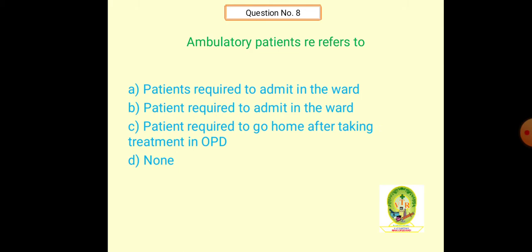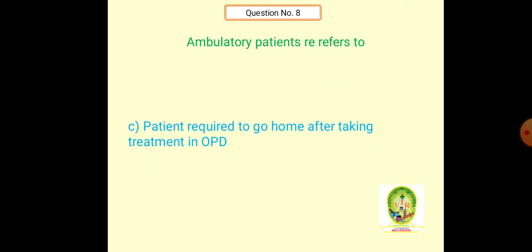Ambulatory patients refers to. Options are A. Patient required to admit in the ward, B. Patient required to admit in the ward, C. Patient required to go home after taking treatment in OPD, D. None. Right answer is C.